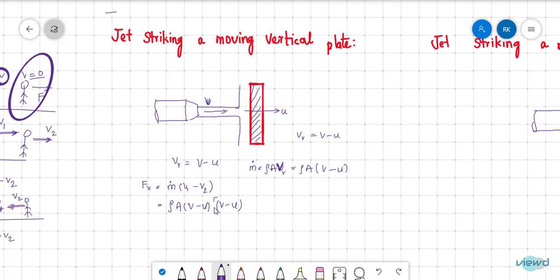This is v1. And what is v2? There is no horizontal direction velocity. So here v minus u, and here also v minus u. With v minus u velocity, the jet is exiting this vertical plate, so that will be 0. Finally, Fx is equal to rho a into v minus u whole square. So this is Fx.